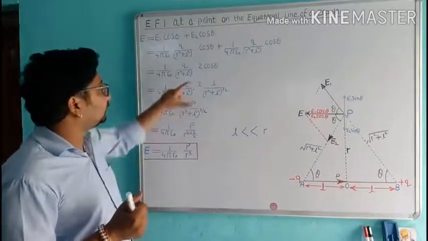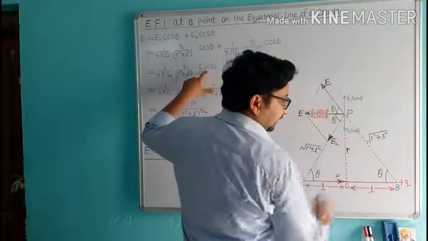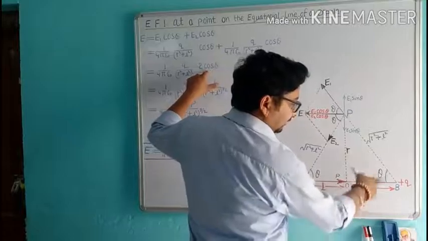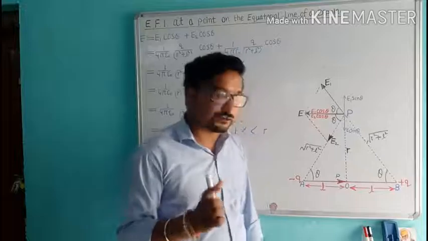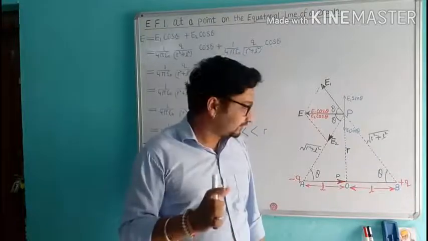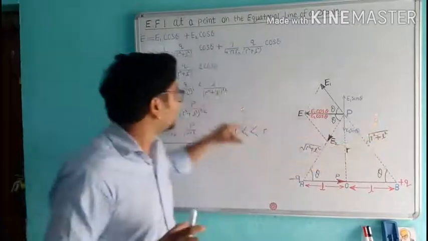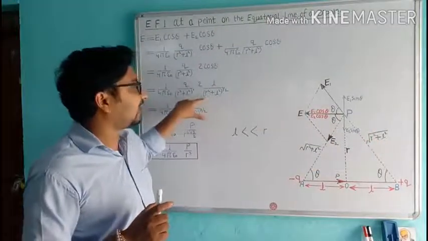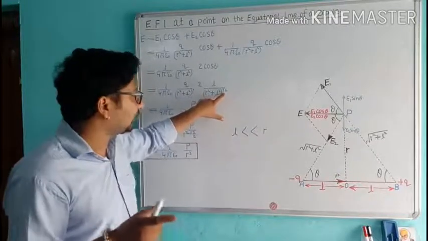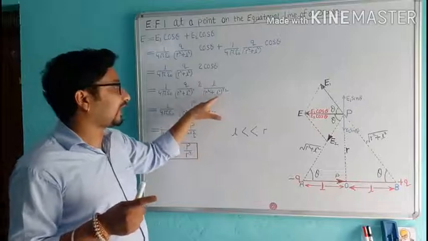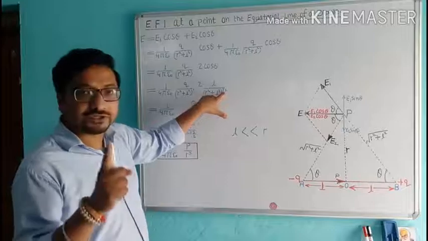Now, in this triangle, we have theta, we have R, we have length L, and root R square plus L square. Then by using the formula, cos theta is equal to base upon hypotenuse, L upon root R square plus L square. We can write the root as the power 1 by 2. We can write L upon root R square plus L square as L upon R square plus L square to the power 1 by 2.